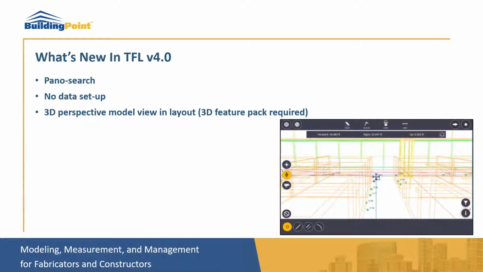They also brought in a new mode in the layout, which is called a 3D perspective model view, but it requires the 3D feature pack. Sometimes in complex jobs, when you have big models, either steel or concrete models, it can be a little bit hard to understand if your point is on a slab or below a column, or behind a column, I should say, or in front of a column. By switching to the perspective view, it's going to talk a lot more and allow you to understand where is the point that you want to lay out.